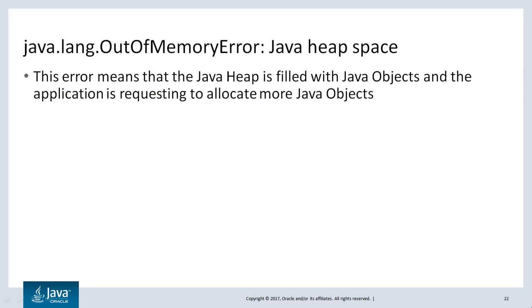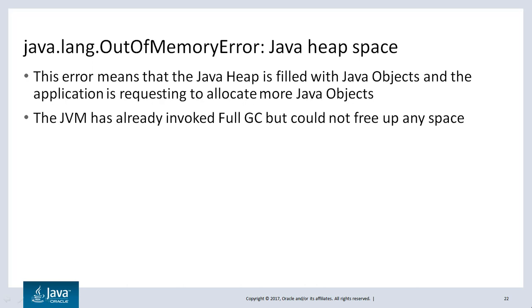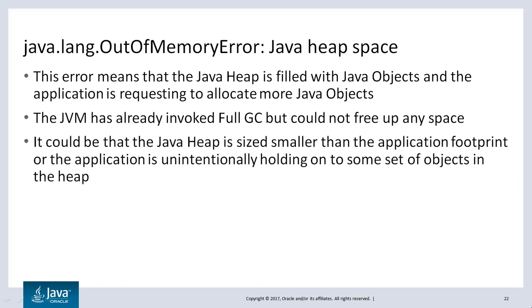This error means that the Java heap is completely filled with Java objects and the application is requesting to allocate more objects. This error also means that the JVM had already invoked full GC, but it couldn't free up any space. As we learned in the previous section, here the problem could be that the Java heap is sized smaller than the application footprint, or the application is unintentionally holding on to some set of objects in the Java heap.